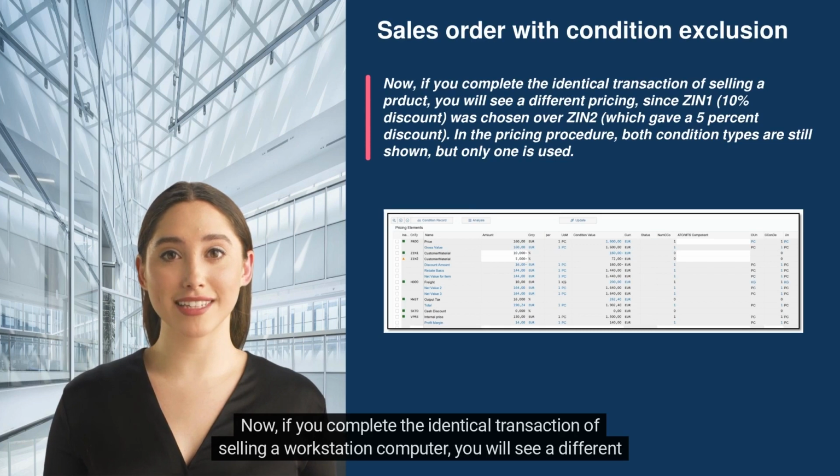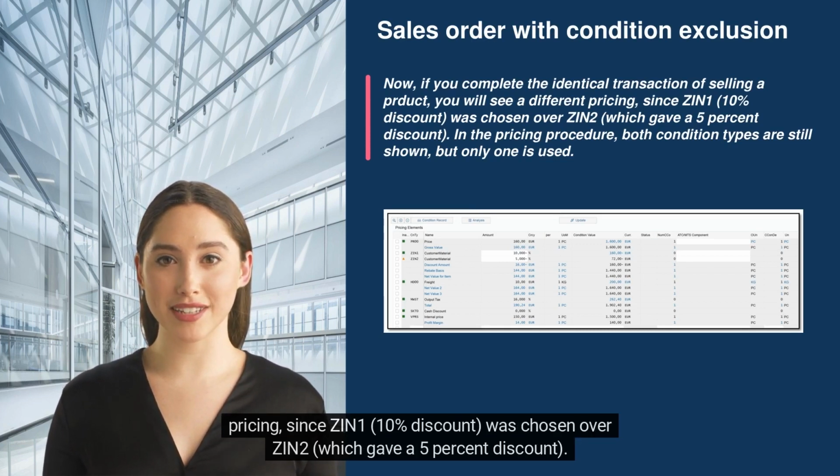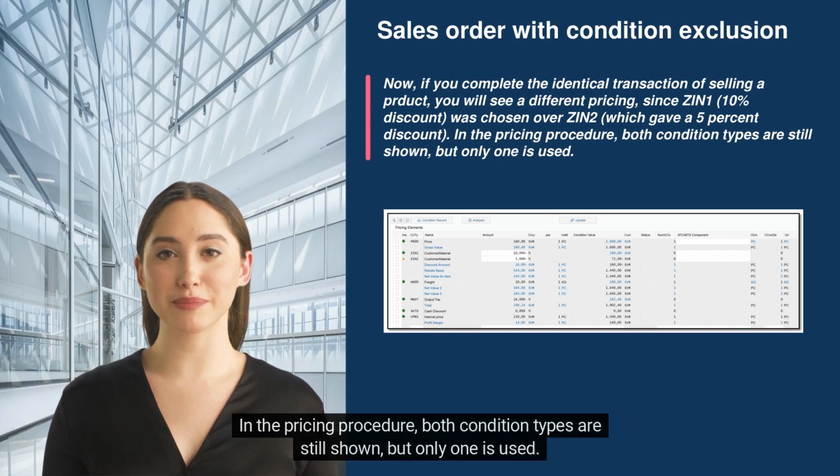Now, if you complete the identical transaction of selling a workstation computer, you will see a different pricing, since ZN1, 10% discount, was chosen over ZN2, which gave a 5% discount. In the pricing procedure, both condition types are still shown, but only one is used.